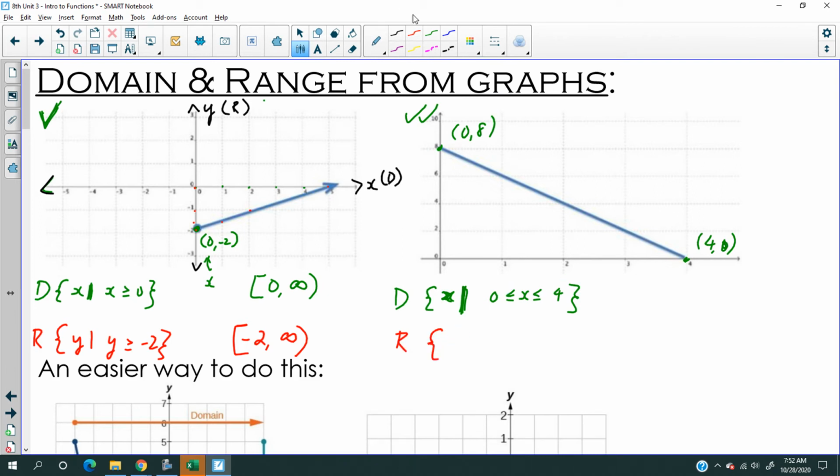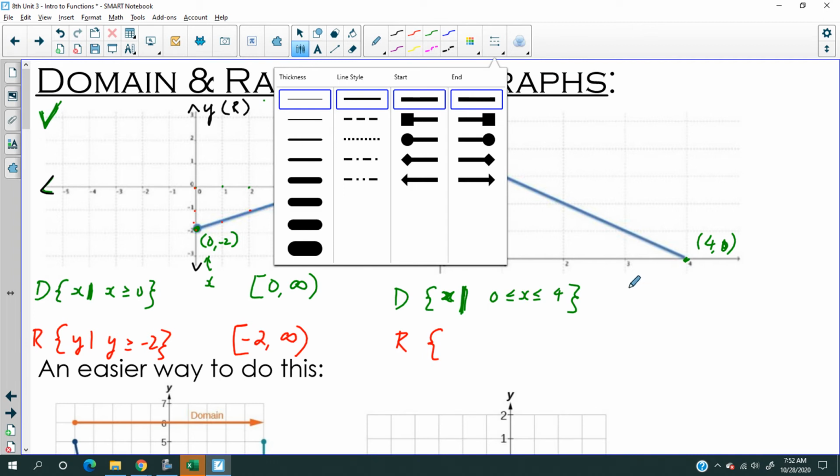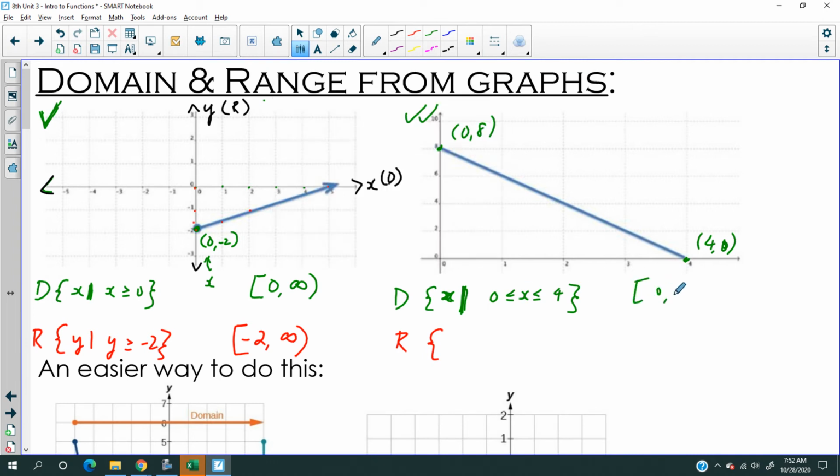By the way, you can write this in interval notation. What is that? It's bracket 0, 4, bracket. All right, let's switch back. So here with y such that, now what about the y? This is 0, 8. So the y is as high as 8, and the y here is as low as 0. So it's between 0 and 8. And that's how you do it.